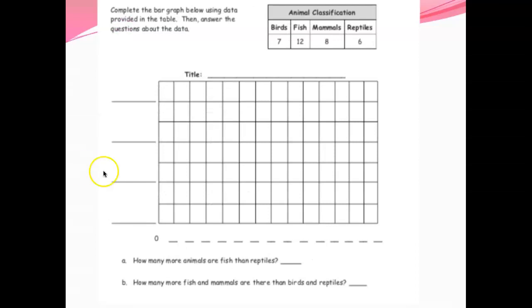And your exit ticket is just like what we've been working on. You're going to create a bar graph. Make sure you create your scale and answer just 2 questions.